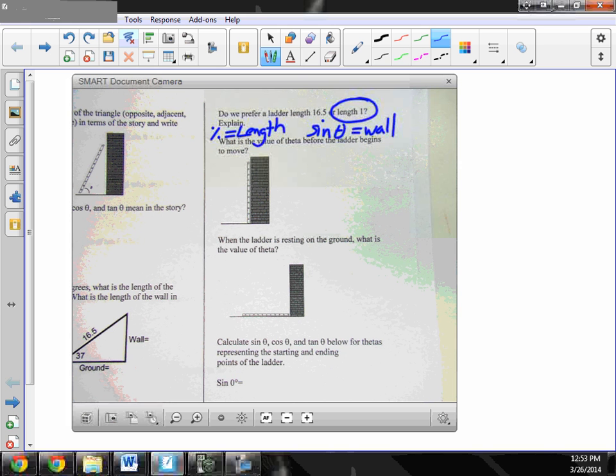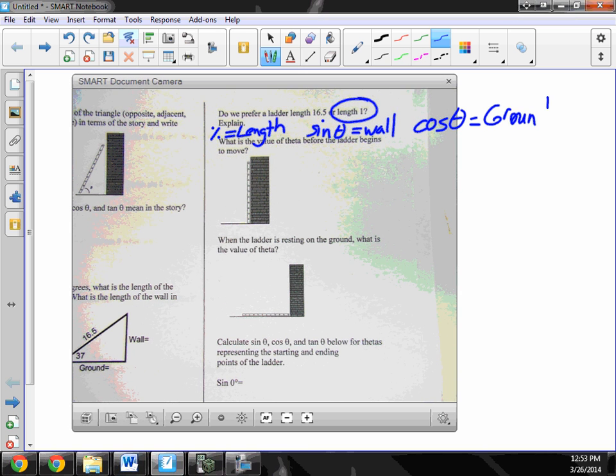Okay? And likewise, the cosine of theta equals the ground. What about the tangent? What is tangent? Wall over ground. So does the tangent care how big the ladder is? No. So this only affects the sine and the cosine.